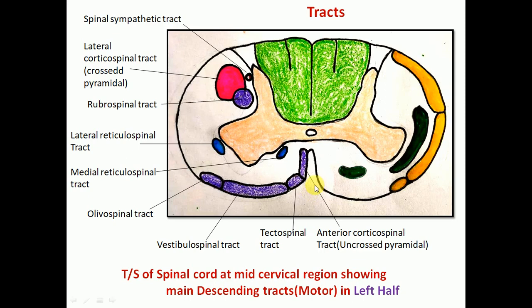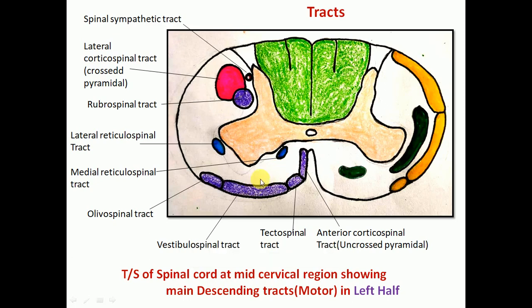Now this diagram shows, on the left side, the descending or motor tracts, while these are the sensory or ascending tracts on the right half. First we discuss the motor tracts on the left side, starting from posterior to anterior. First of all, the lateral corticospinal tract or crossed pyramidal fibers.